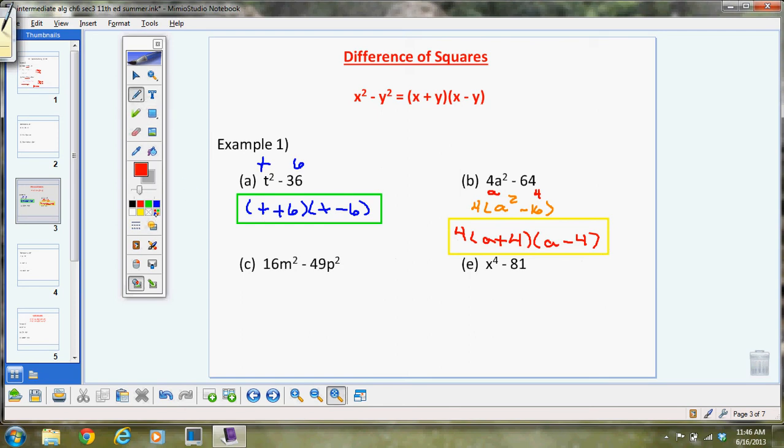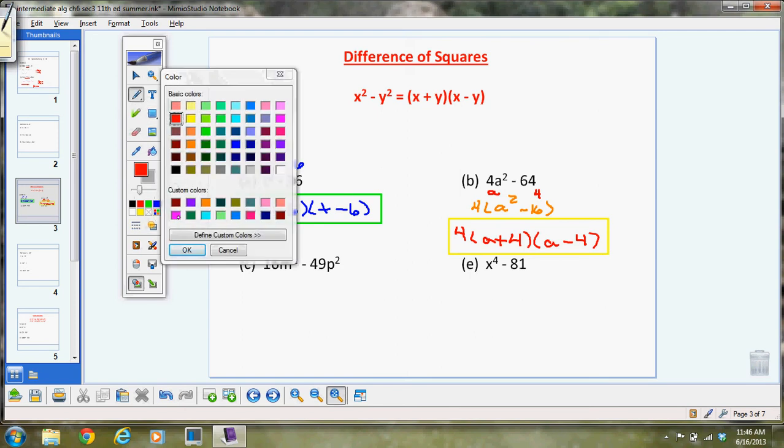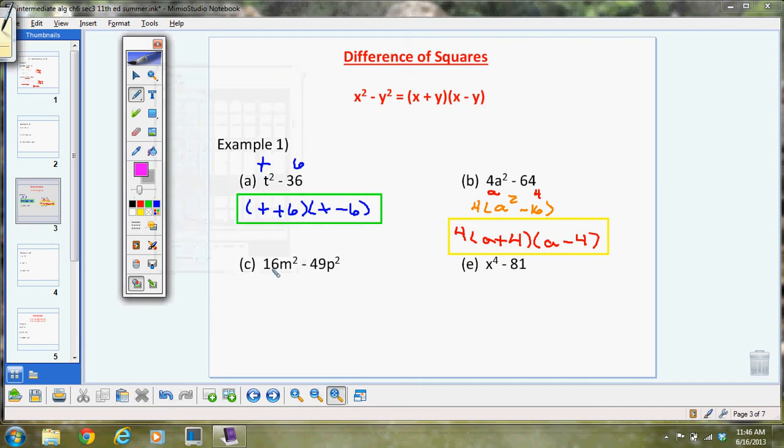Okay, let's try the next one and see what we get. On this one, we have 16m squared minus 49p squared. Step number 1, can we take anything out? And the answer to that is no. Now I only have two things, so I want to look for either squares or cubes. Cubes is our next example.